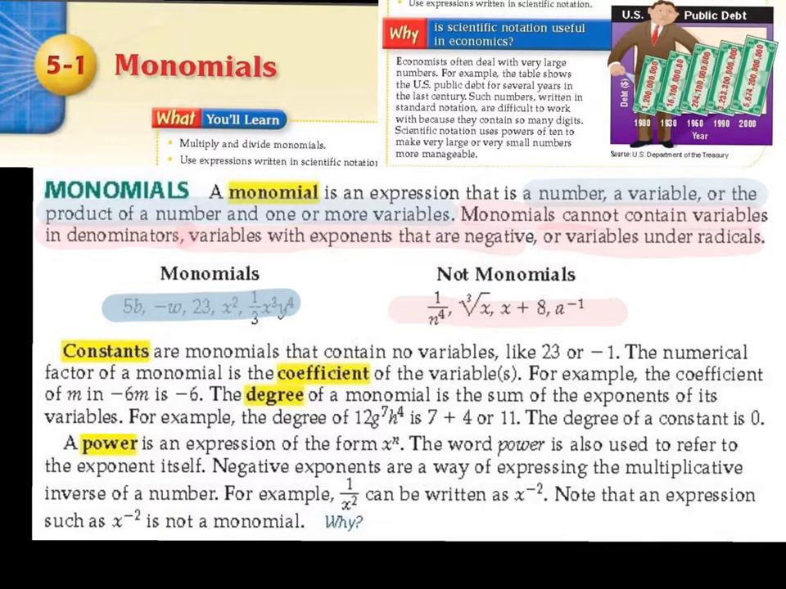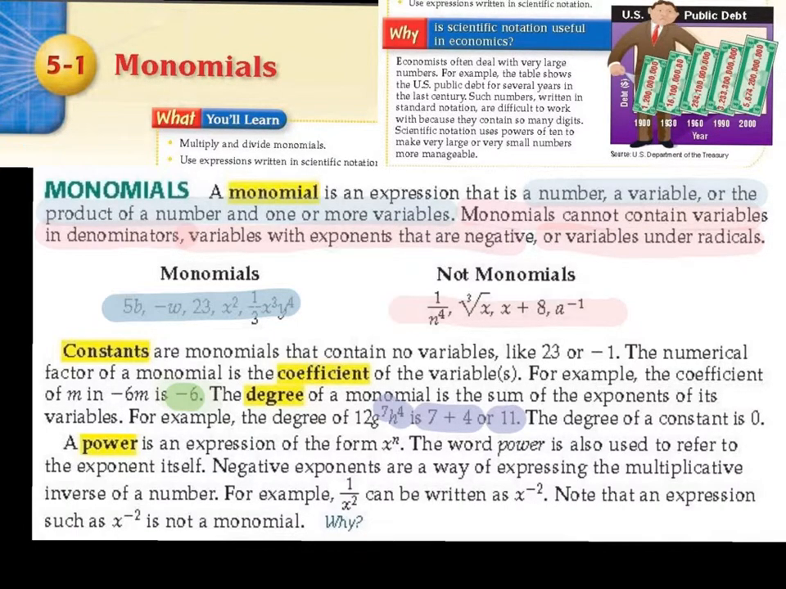The numerical factor of a monomial is the coefficient of the variable. For example, the coefficient of m in -6m is -6. The degree of a monomial is the sum of the exponents of its variables. For example, the degree of 12 g to the 7th h to the 4th is 7 plus 4, which is 11. The degree of a constant is 0, because there's no variable. A power is an expression in the form x to the n. The word power is also used to refer to the exponent itself.